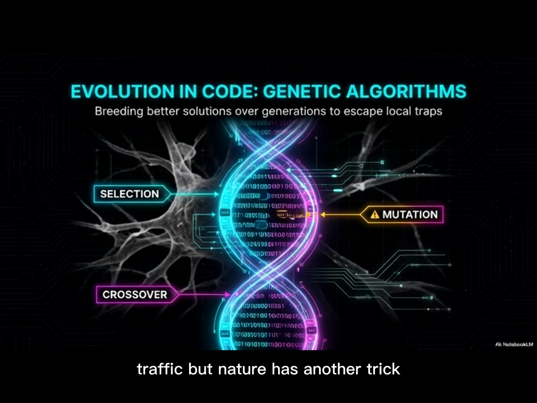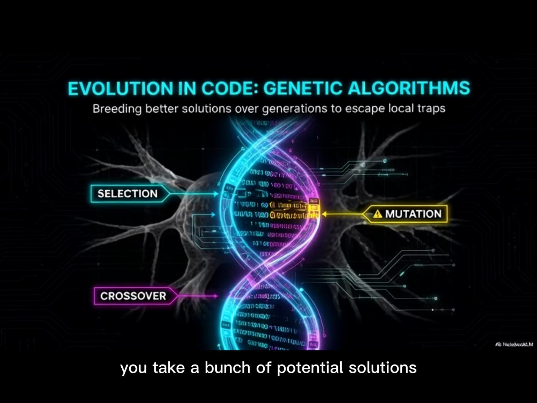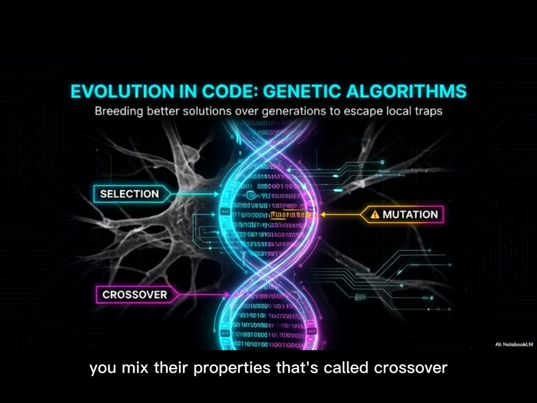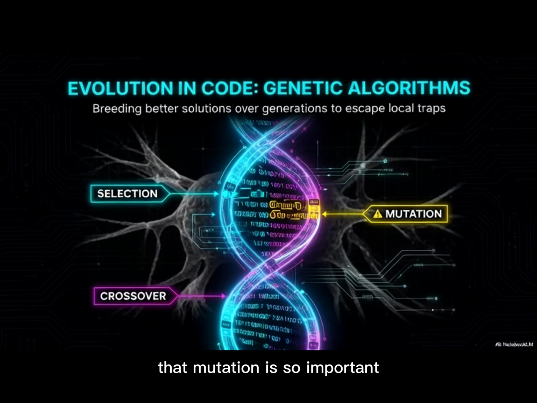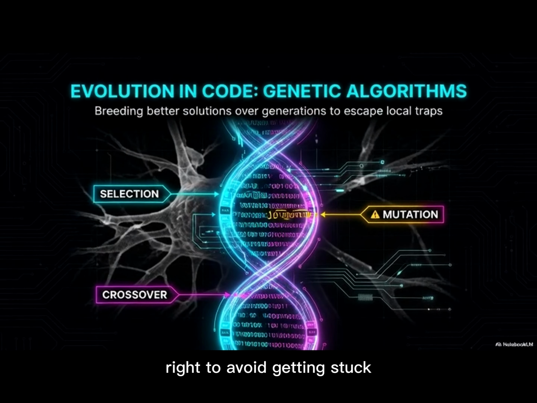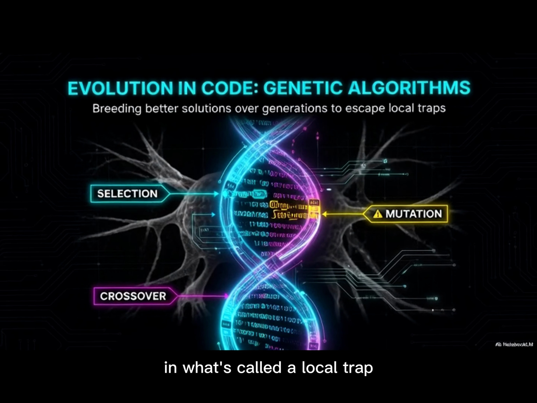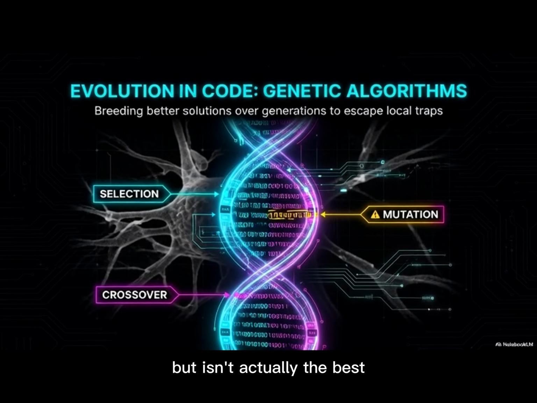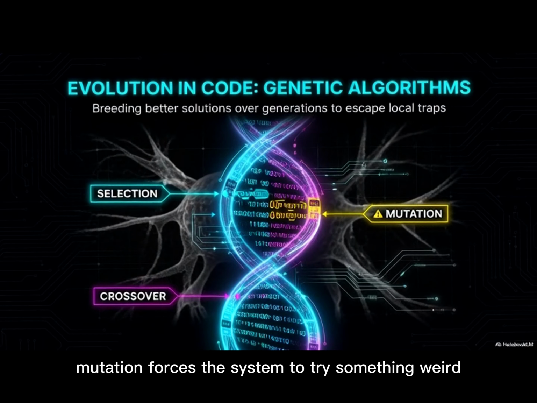But nature has another trick. Evolution. Genetic algorithms. You take a bunch of potential solutions, decent routes, and you breed them. You mix their properties, that's called crossover, and then you throw in a random mutation. That mutation is so important, right? To avoid getting stuck. Yes. It keeps you from getting stuck in what's called a local trap, a solution that seems good but isn't actually the best overall. Mutation forces the system to try something weird, just in case.